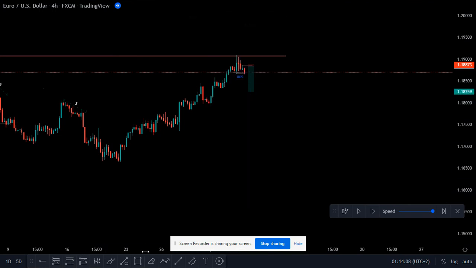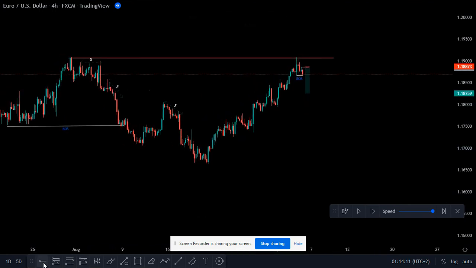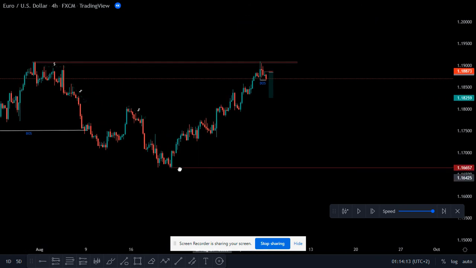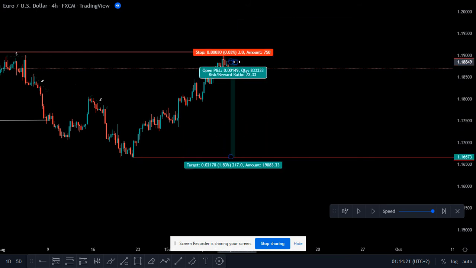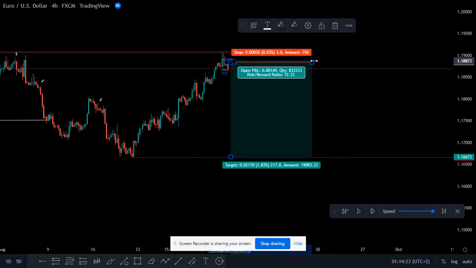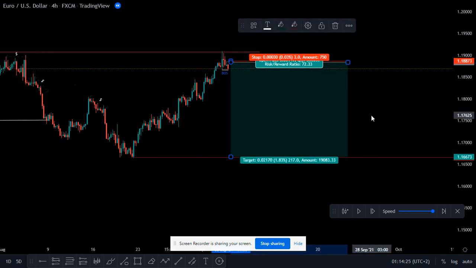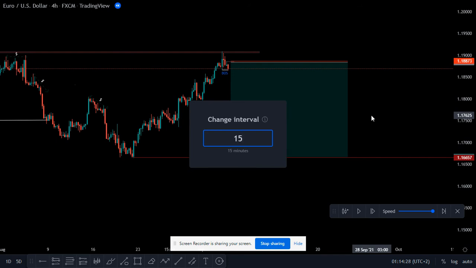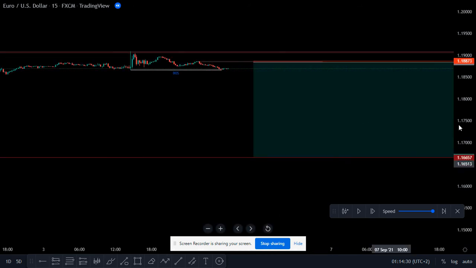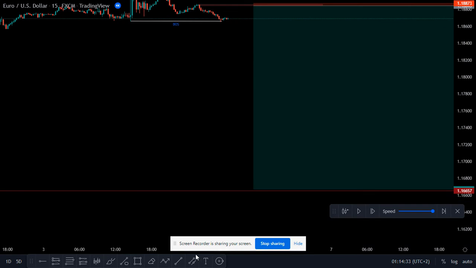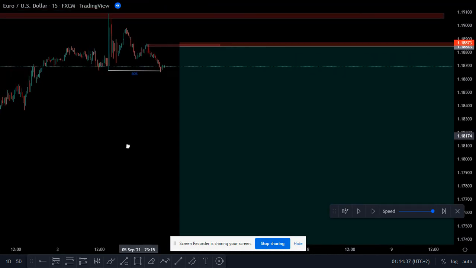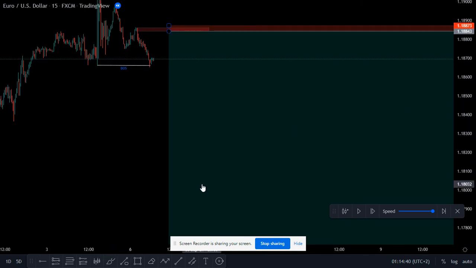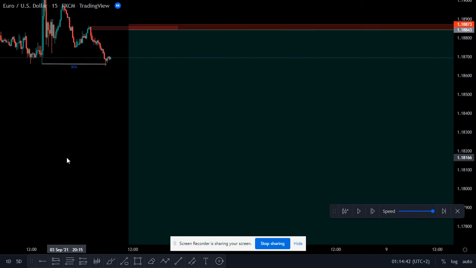So where do we target? We go and target this part, which is the lowest part the market went before it went up and took our orders. So that's where we target. Let's go back to 15 minutes and see if our order was triggered, because we trade this using orders. So we'd set a sell limit there. Now let's check if it was clicked and see what happened.